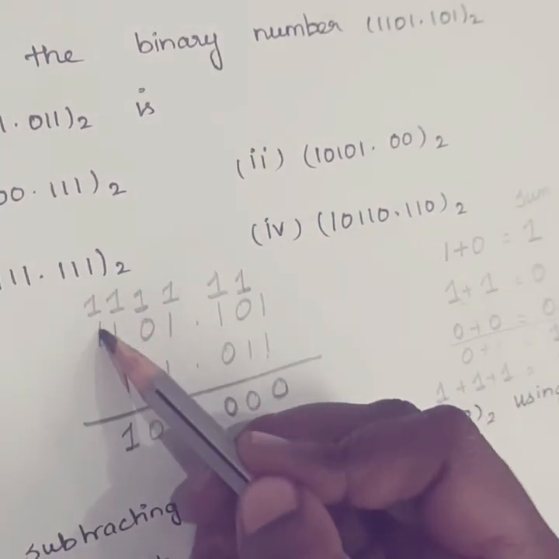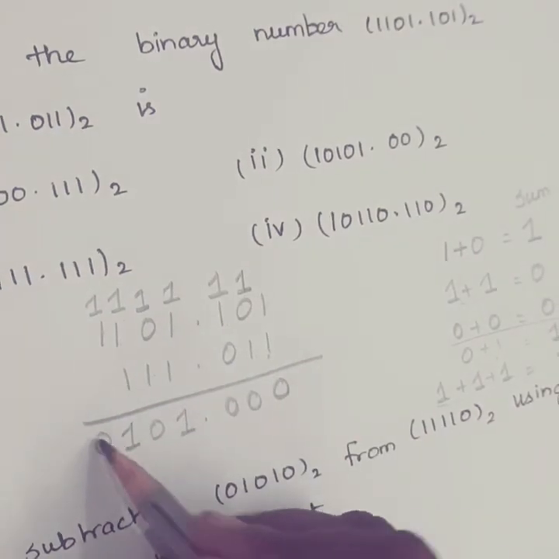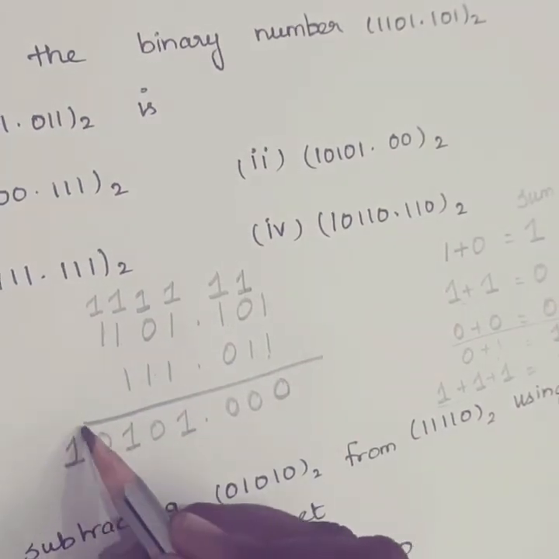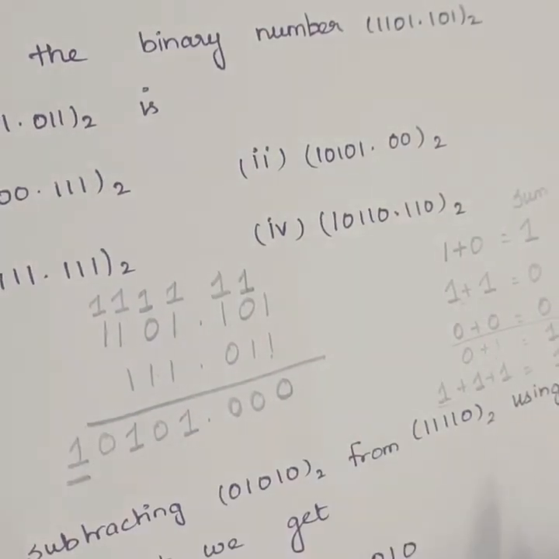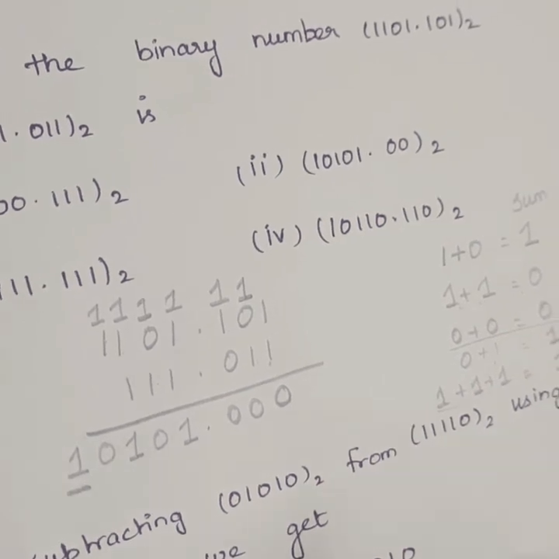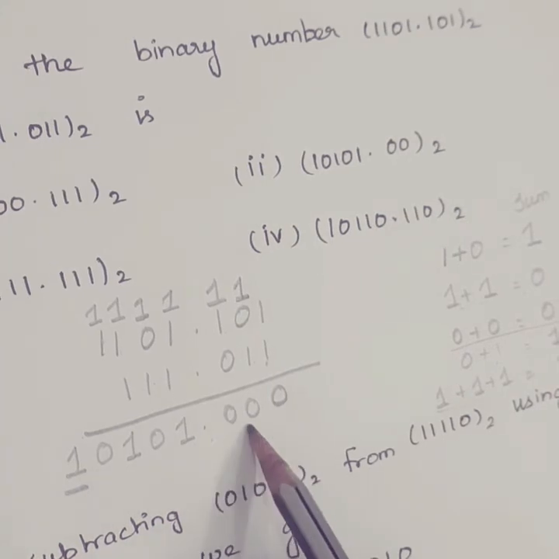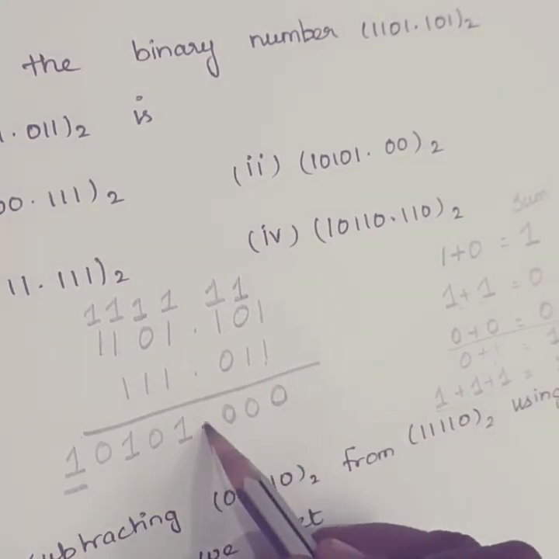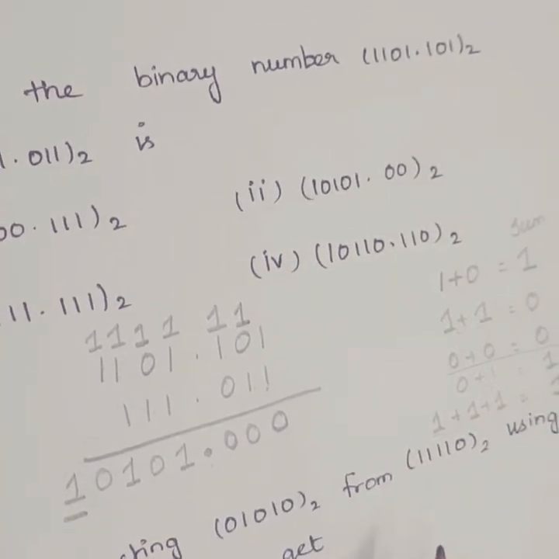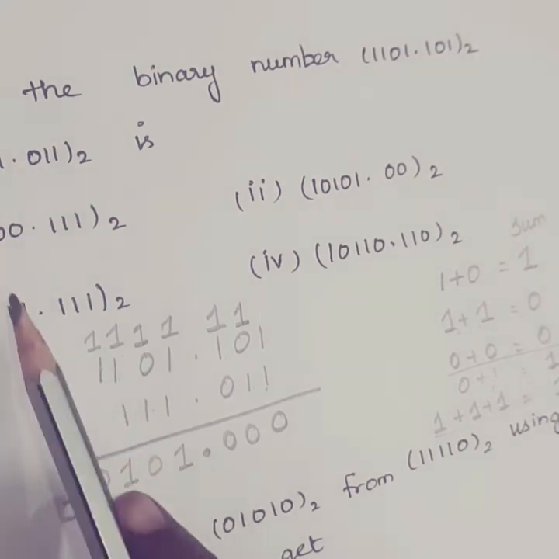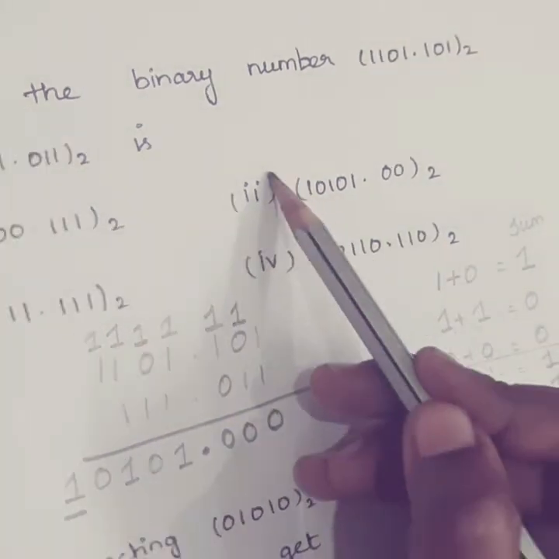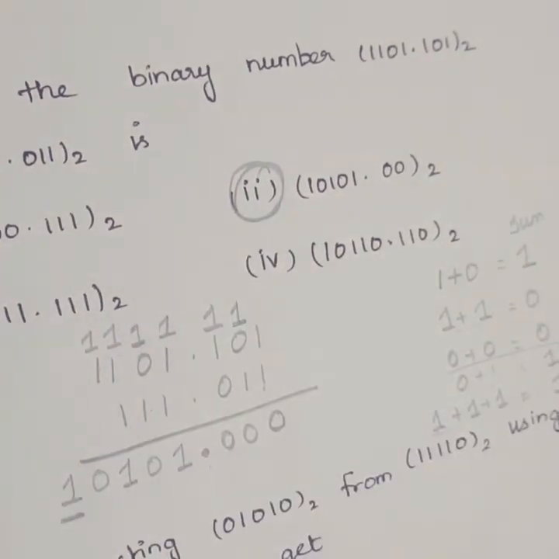1 plus 1, that is sum 0 and carry is 1, that is the end carry. So the answer is 10101.000. That is in the second option, so this one is correct.